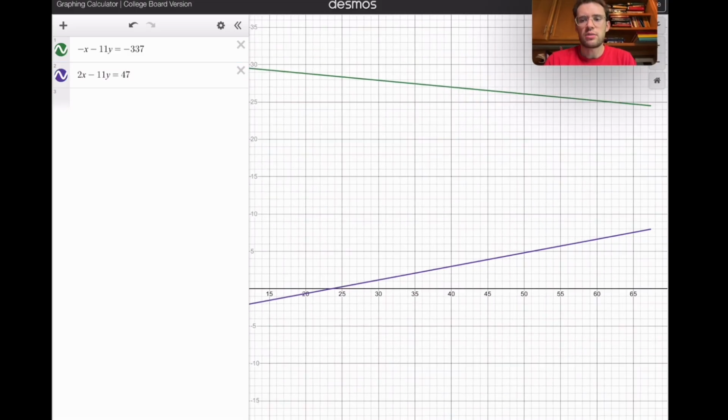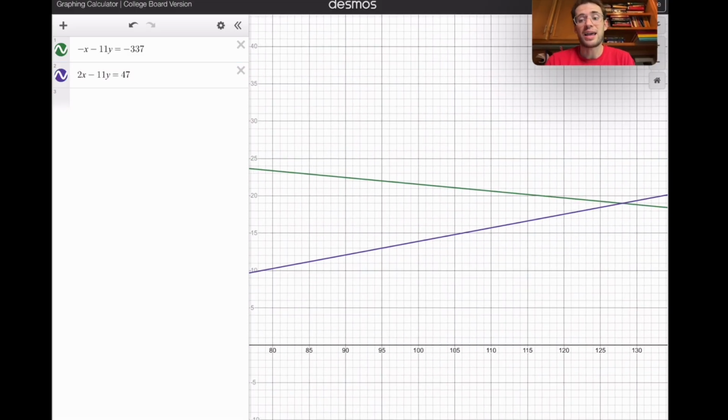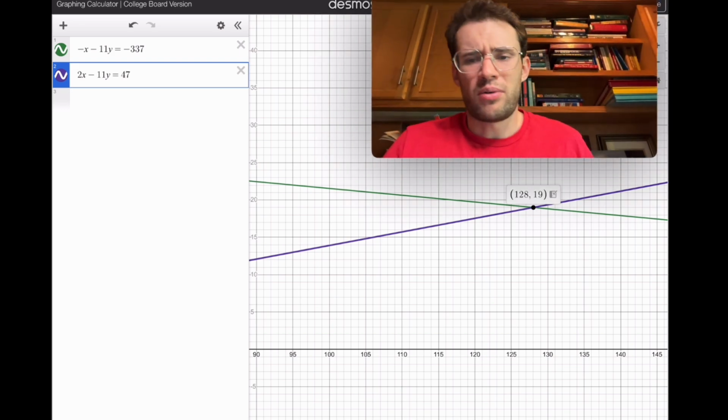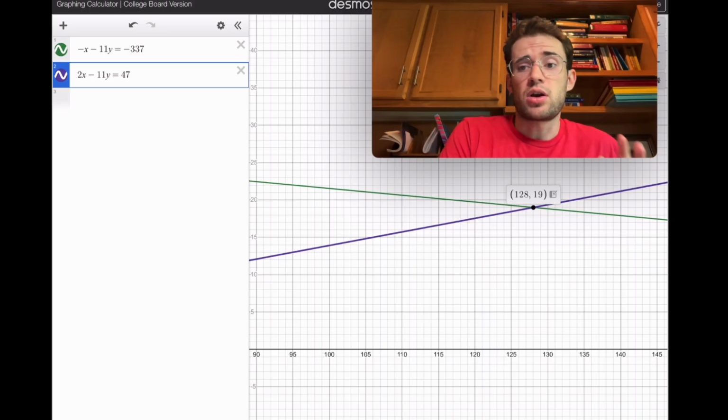So if we look at these, we want them to cross at some point that has a y value of 19. We look here, 128, comma 19. So that means 128 is our value of q. Again, they didn't need that, but that's just a quick way to find it. I would recommend doing it this way if you want to check, even if you don't feel like just typing equations in.